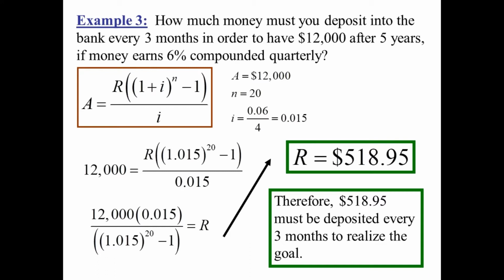Therefore, $518.95 must be deposited every 3 months to realize this goal of $12,000.